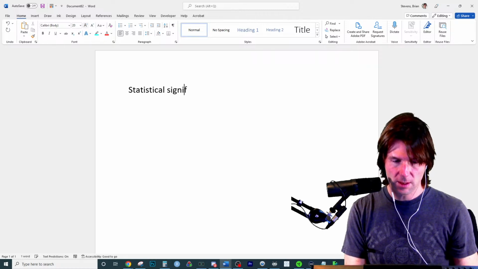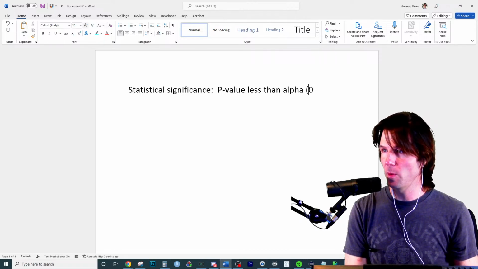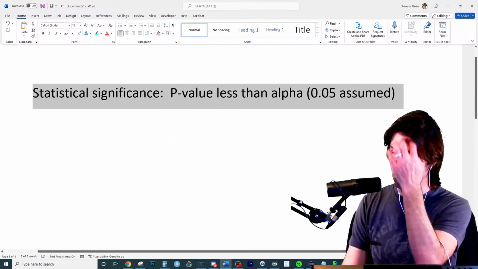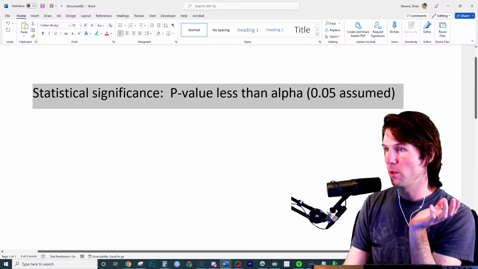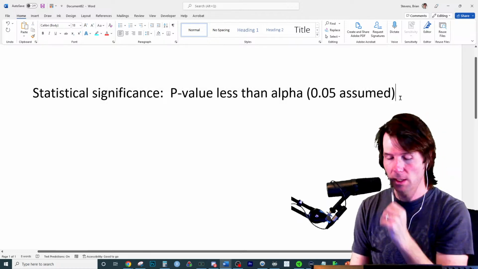Statistical significance means the p-value is less than alpha. Alpha is assumed to be 0.05 unless otherwise stated. So does that make sense? Great answer, Meredith, right there. P-value less than 0.05, which means your p-value is less than alpha, and alpha is 0.05 unless otherwise stated.